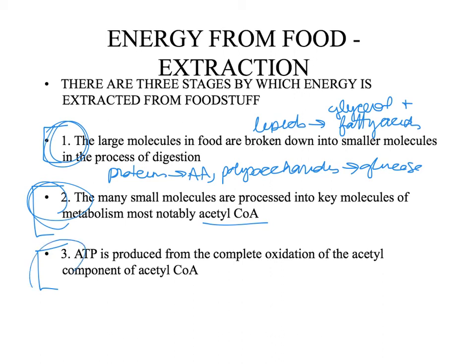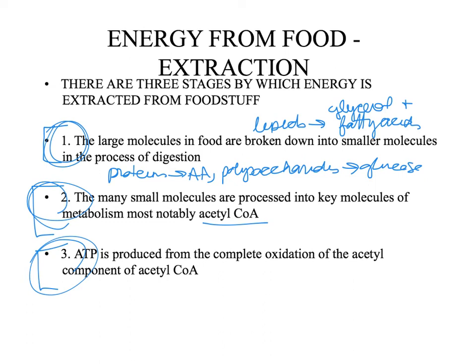In this third stage, this is where much of the production of ATP is going to occur. This stage involves complete oxidation of the acetyl portion of acetyl-CoA. The acetyl-CoA will enter the Krebs cycle. It will be oxidized to CO2.